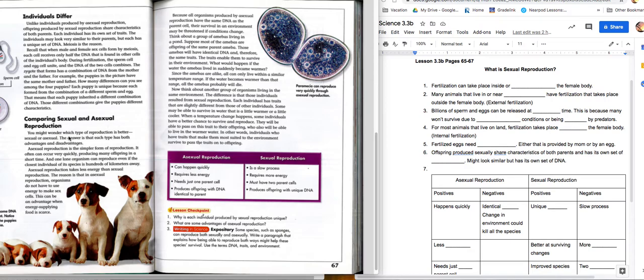Let's talk about the difference between sexual, from this lesson 3, and asexual, which we talked about in lesson 1. You might wonder which type of reproduction is better, sexual or asexual. The answer is that each type has both advantages and disadvantages.